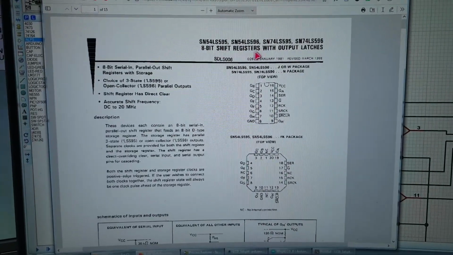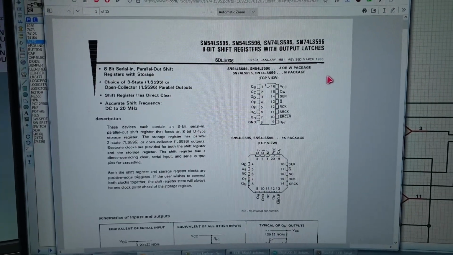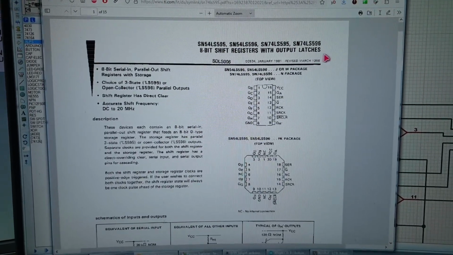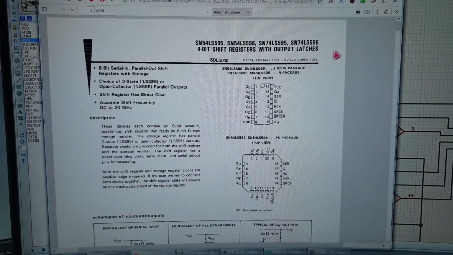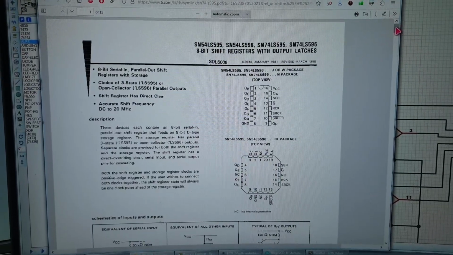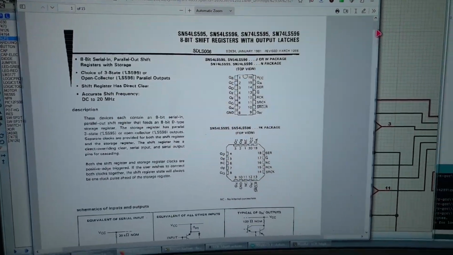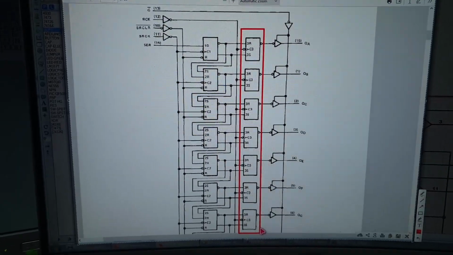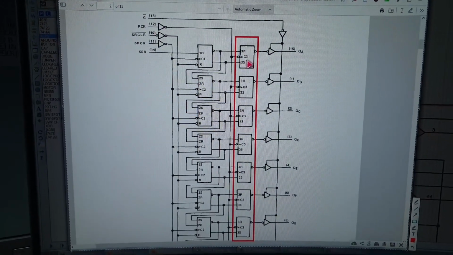I was reading what each one is having, and at a point I came over this name, shift registers with output latches, and I said, hoppa, output latches. Something is latching there, something is opening and closing like a door. It must do the job, exactly the thing that I needed here. So I looked into its diagram here. I've seen this part here. I said, this is the gate that is opening and closing.